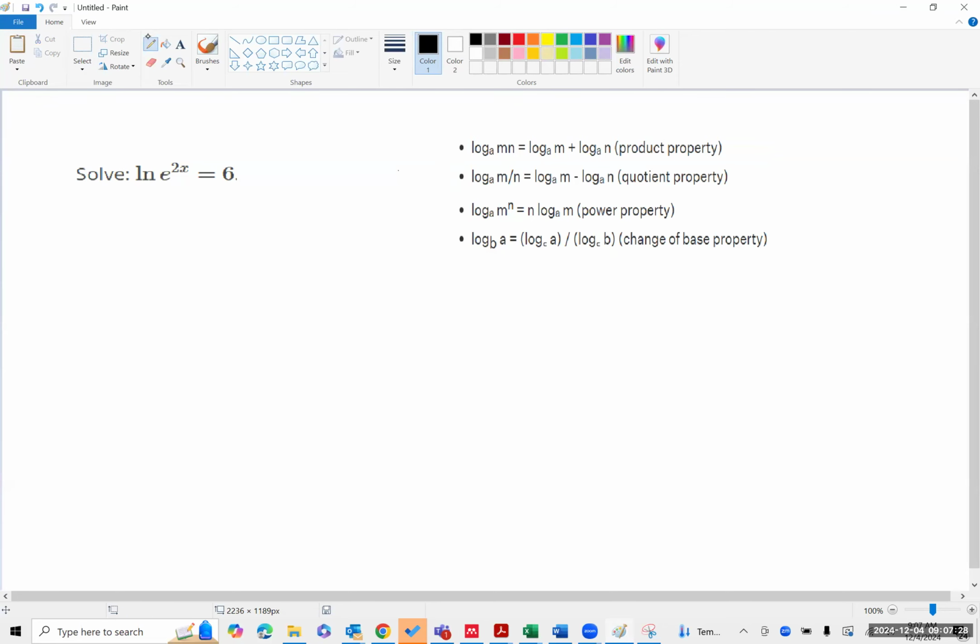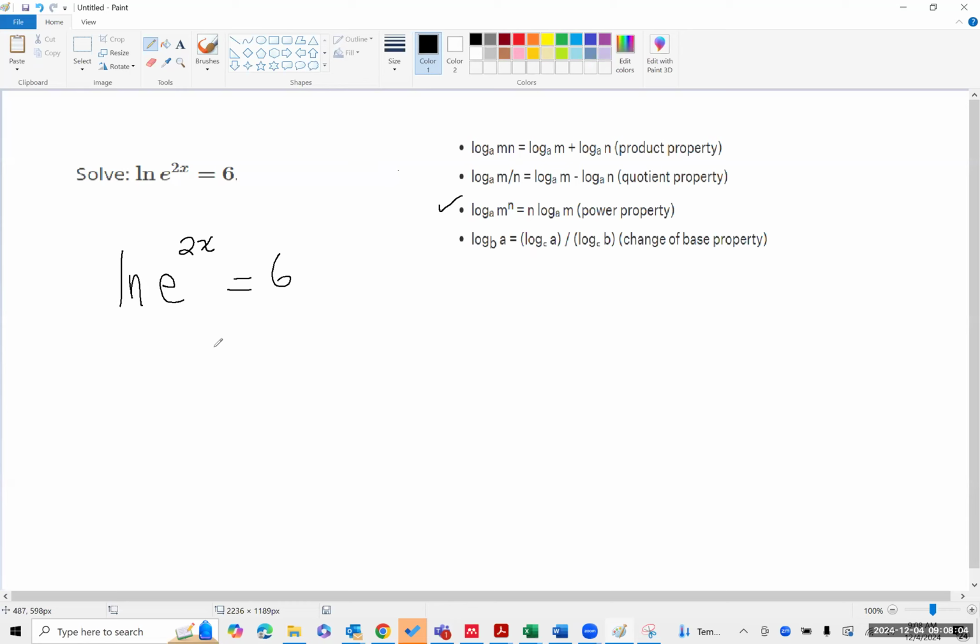Okay, so we're being asked to solve this equation here, right? And so I'm going to write it down first of all again, and we may use these rules. Then again, it may not be as necessary, but I think we'll probably use one of them.